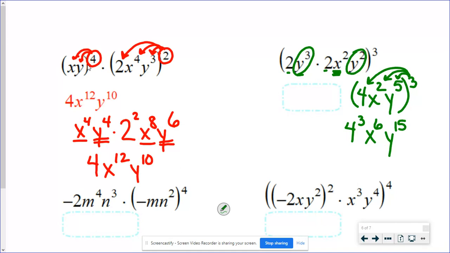So when I write this as my final answer, I'm not going to leave that 4 to the 3rd. We would change that into a 64. You can see that they put the y first because in the problem they had the y's first. I like my answer better with the x's first.